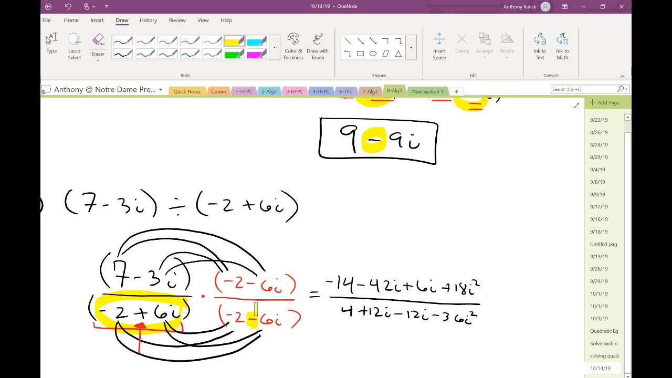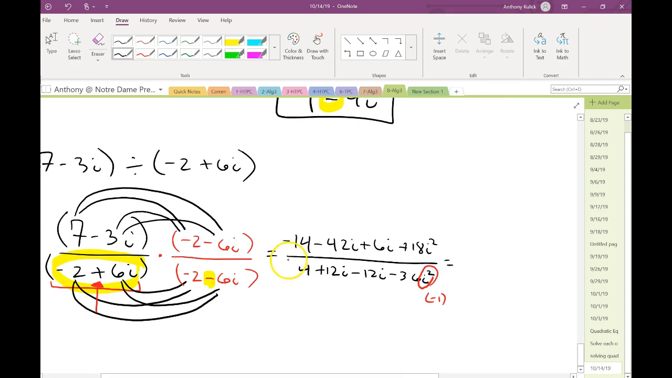And let's look at what happens here when we actually finish simplifying the denominator. Okay? So I know i squared is negative 1. So in the denominator, I have 4 minus 36 times negative 1. Well, that's just going to come out to be 40. And then I have a positive 12i and a negative 12i. Those add up to give me 0. And I have no i's in my denominator. That's the point.